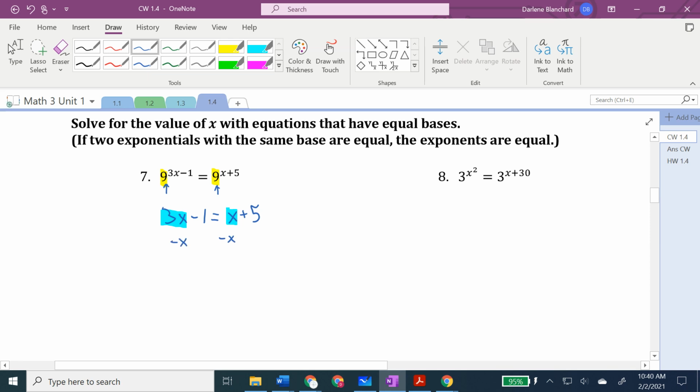I can subtract the x to both sides. And then I have a two-step equation. Add 1, and then divide by 2.